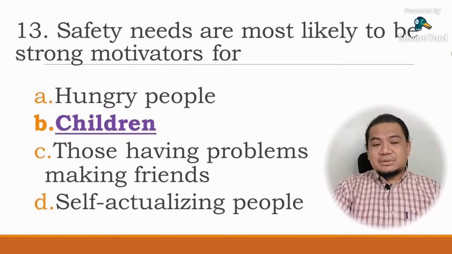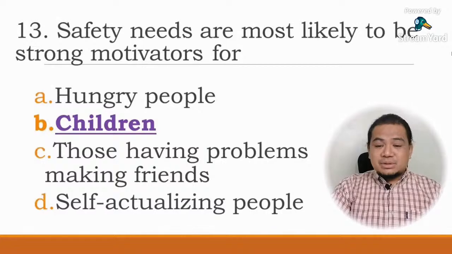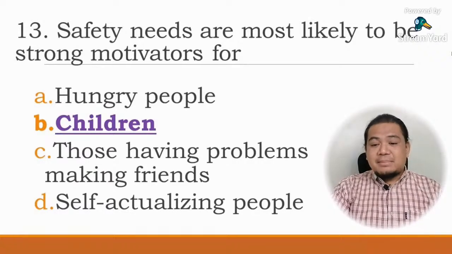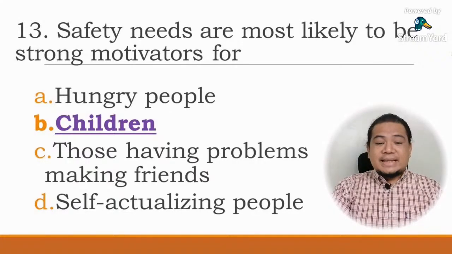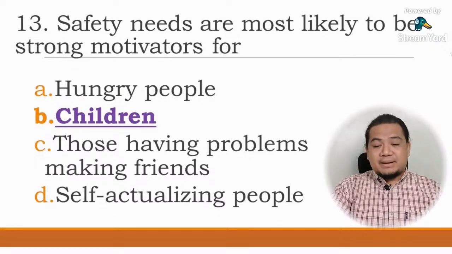In societies not at war, most healthy adults satisfy their safety needs most of the time, thus making this need relatively unimportant. Children, however, are more often motivated by safety needs because they live with such threats as darkness, animals, strangers, and punishment from parents.